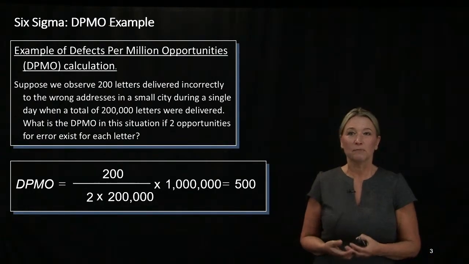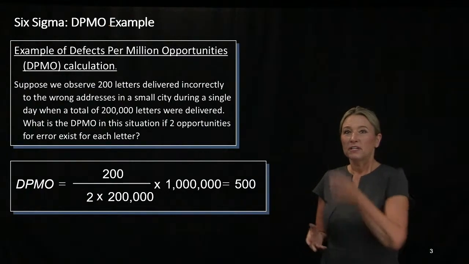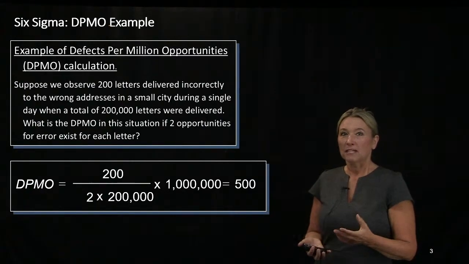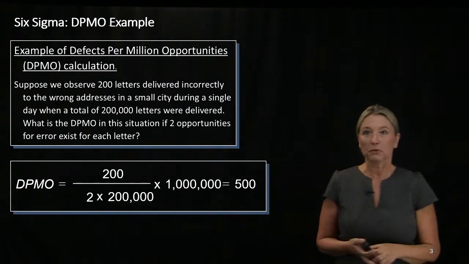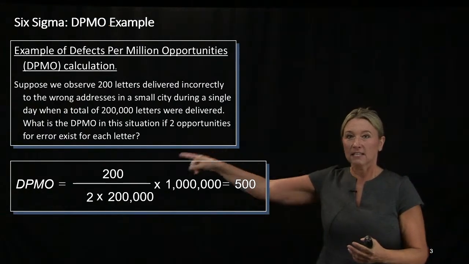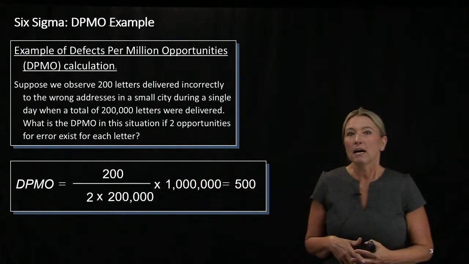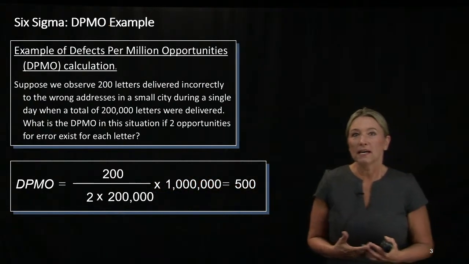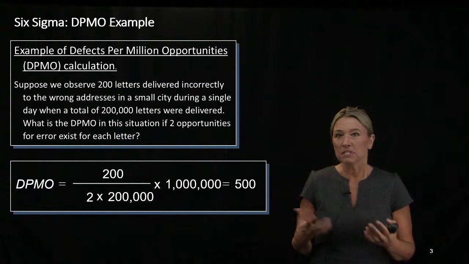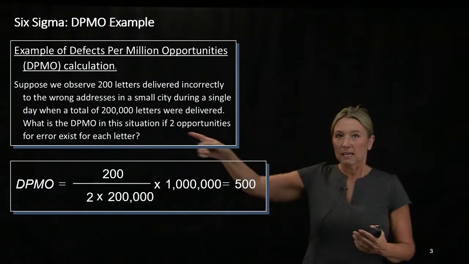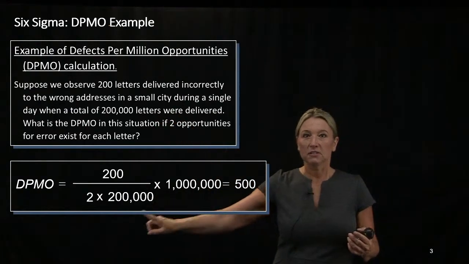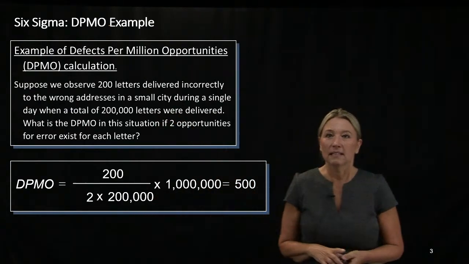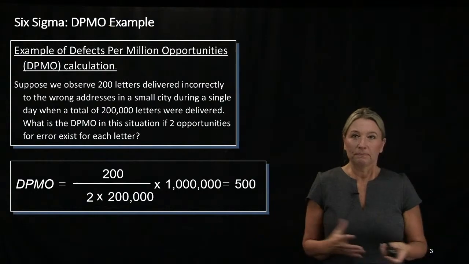So in our first example, we have 200 letters delivered incorrectly. So that's your defect size. That's here up on top. Sent to the wrong address in a small city during a single day, when the sample size for that day was 200,000 letters. So that comes down here. That's that lot size or sample size.